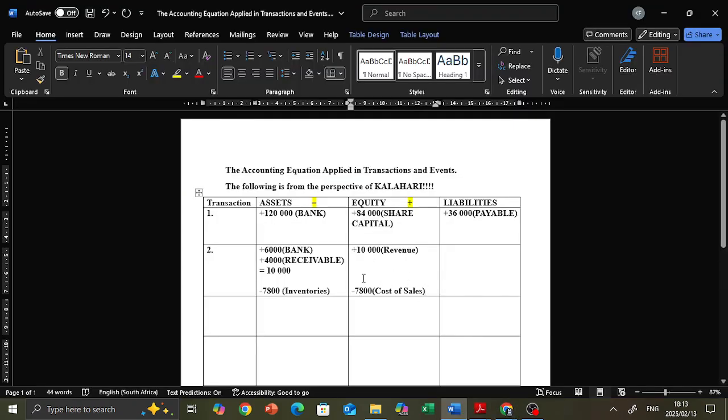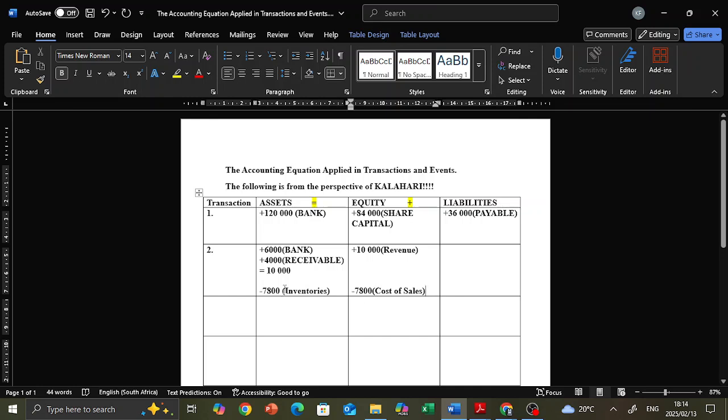Cost of sales is how much it costs to acquire the inventory. 10,000 rand is how much we get when we sell the inventory. This is how much it is to buy, but this is how much money is coming back after we sell it. Does that make sense? That's why we're saying the transaction was worth 10,000 rand, but the cost of these inventories was 7,800. So we are recognizing the cost of those inventories.